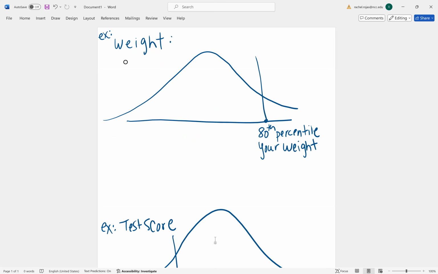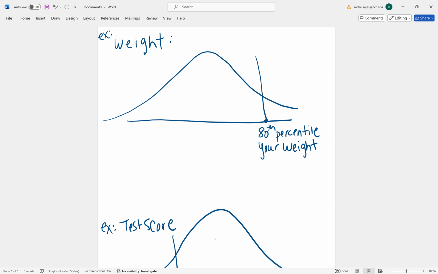So, a lot of times when little kids go to the pediatrician, the doctor takes their height, their weight, and then they put it on a chart and they say, okay, your weight is at this percentile and your height is at this percentile. Very common. But what does that mean, right? So how do we interpret that? So let's say, for example, your weight is at the 80th percentile. What that means is that you weigh more than 80% of your peers.